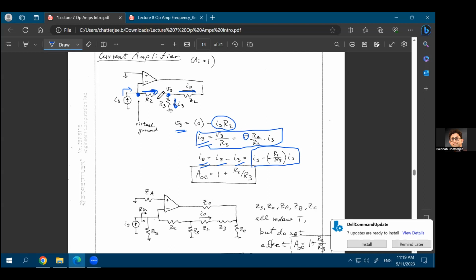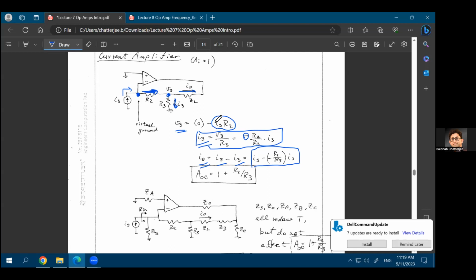The left-hand side of the R2 resistance is 0, but still the current is flowing towards the right. What does that mean? That the right-hand side is more negative than 0. If the left-hand side is already 0 and the current is still flowing from left to right, that means the right-hand side is more negative. And that's why the value of V3 is minus IS times R2.